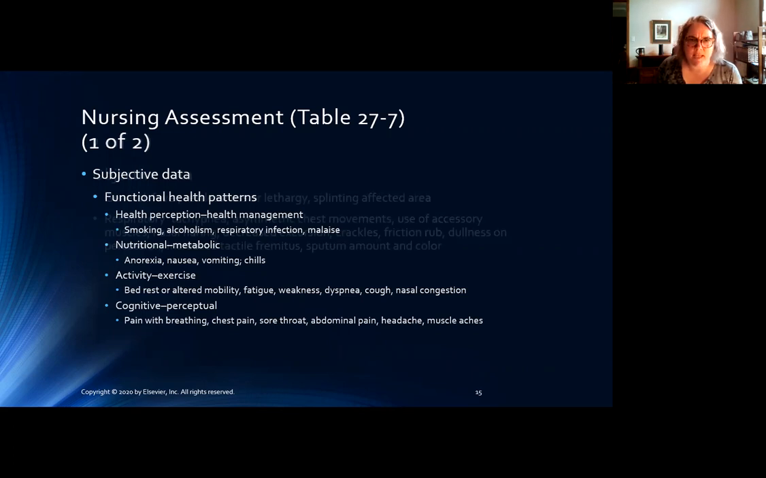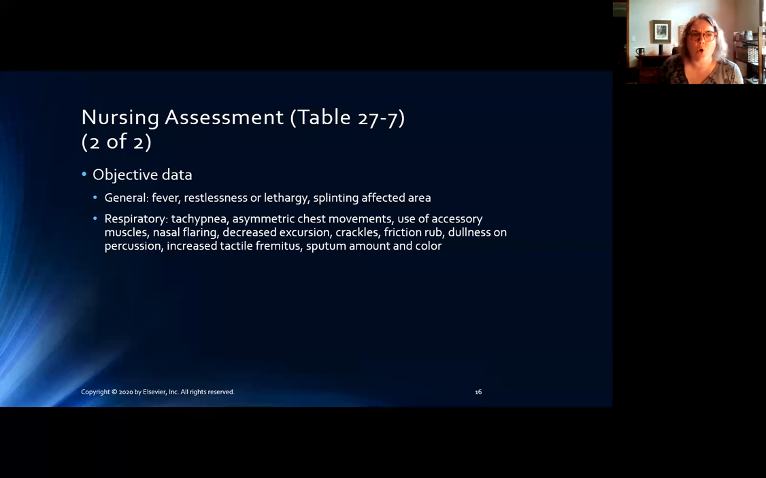And all of this stuff is in table 27.7 in Lewis. So we're going to be doing vital signs. We're going to be taking a look at their temperature. We're going to be using our eyes to really observe for restlessness or for lethargy, splinting of any sort of affected areas, like if they're holding their hands to their chest. And then we're going to be taking a look at some more objective data in terms of the respiratory system. So we're going to take a look at the respiration rate, see if they have any tachypnea. We're going to be looking at chest movements.